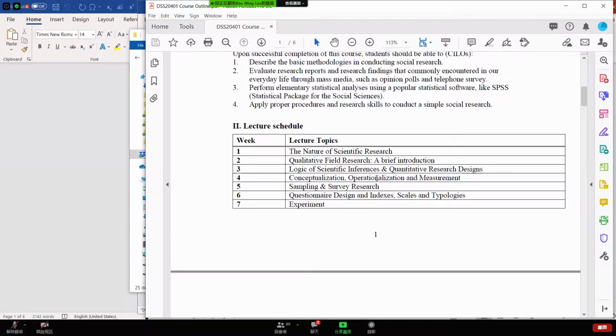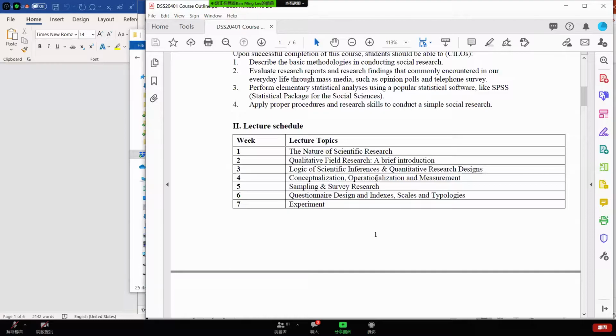All these three are very, very important in quantitative research. That means related to numbers. You want to count. This is about the magnitude. So in week 4, we will talk about that. In week 5, we will talk about sampling and survey research. Survey is one of the important tools used by social scientists to find out what is happening in the world. So we will talk about survey.